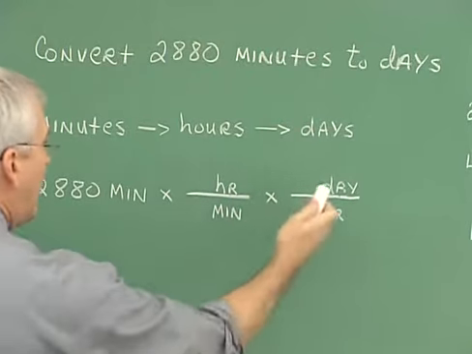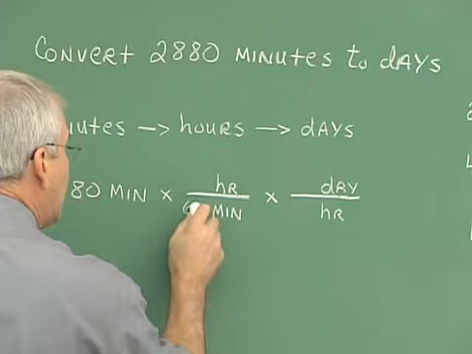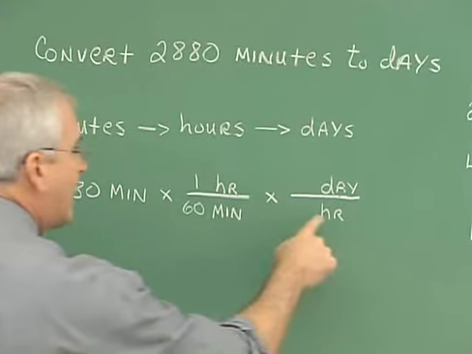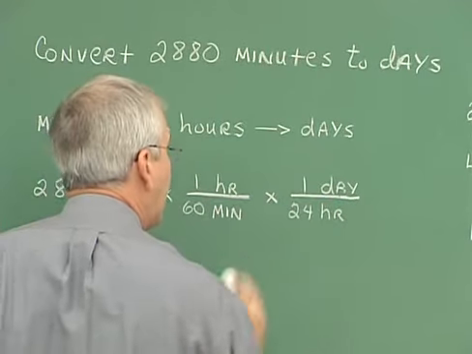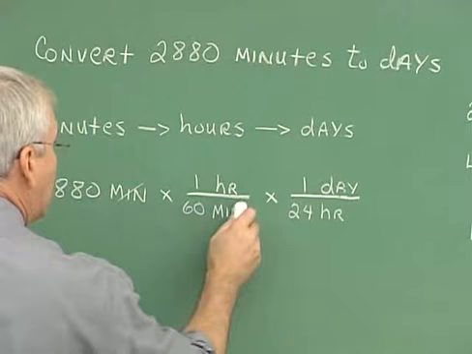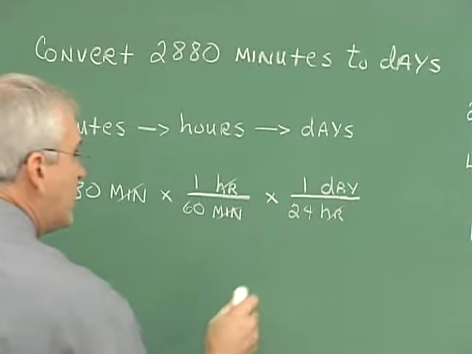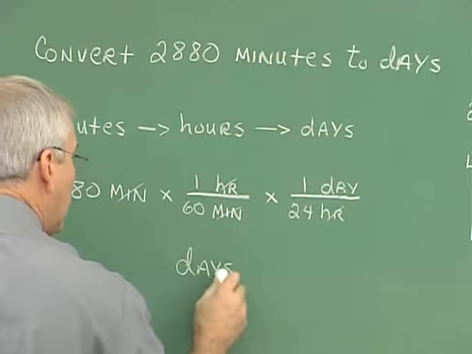Now let's put in the numbers, minutes to hours. Let's see, there are 60 minutes in 1 hour. And for the hours in the day, let's see, there are 24 hours in 1 day. All right, so now away we go. And the cancellation of the units will give us some number of days for the result.